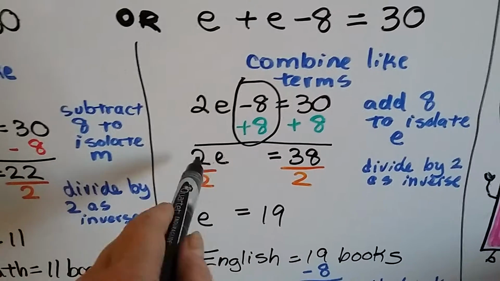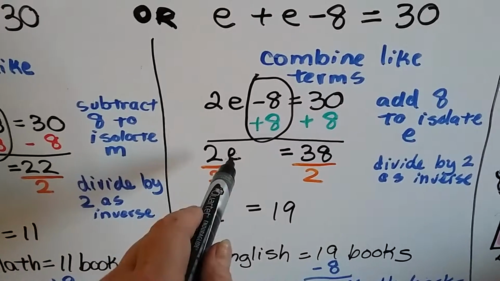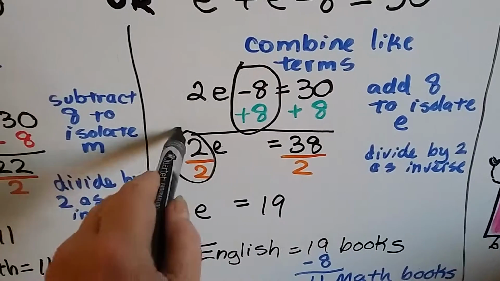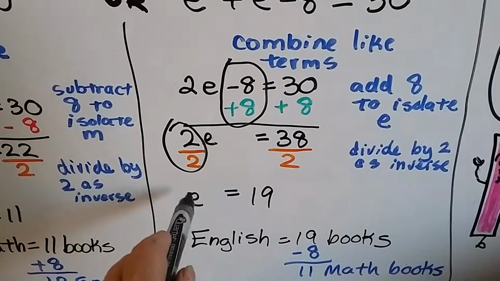Because this is a multiplication problem, 2 times some number, that means we have to divide to get the E by itself. 2 divided by 2, that turns into 1 and it drops off. And then we have 38 divided by 2. That means E is equal to 19.